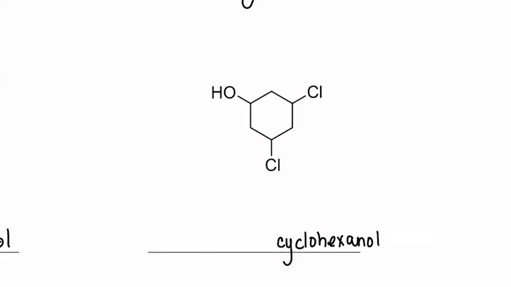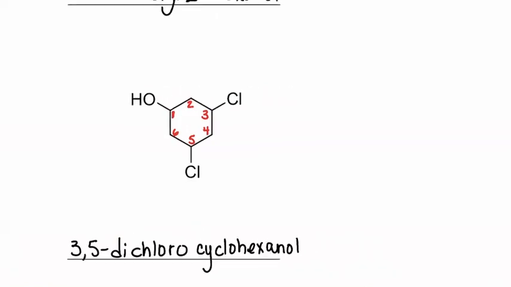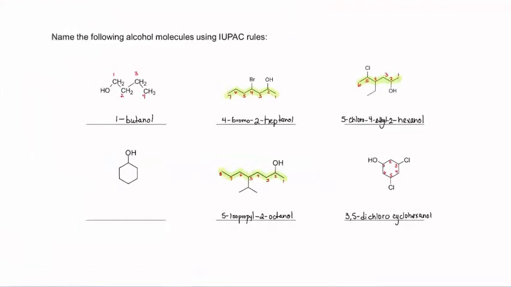So when it comes to the cyclic alcohols, the carbon that is holding the OH is carbon 1. This is 2, 3, 4, 5, 6. We have 2 substituents. Excellent. 3,5-dichlorocyclohexanol. Questions, naming alcohols.